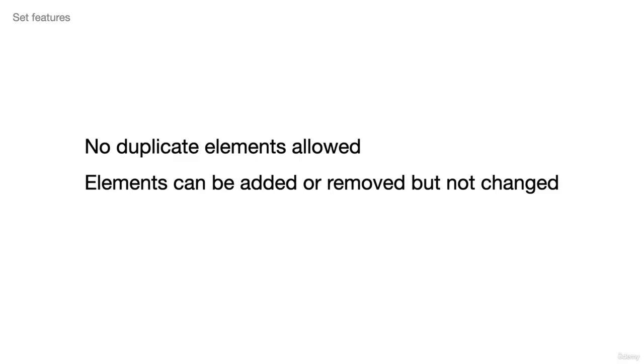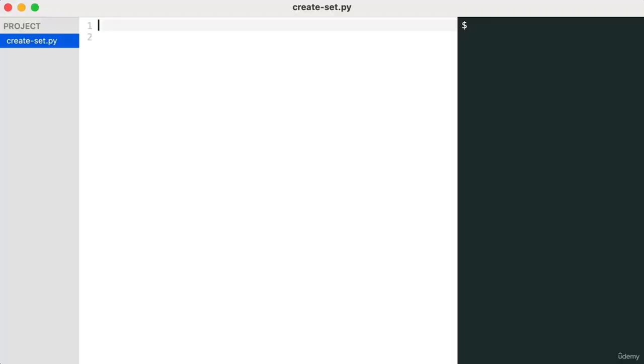The set is the fourth container type you will learn in this course. A set has unique features. They are: no duplicate elements allowed, elements can be added or removed but not changed, subscription is not supported. Let me start by showing you what a set looks like. You are looking at a set of names.